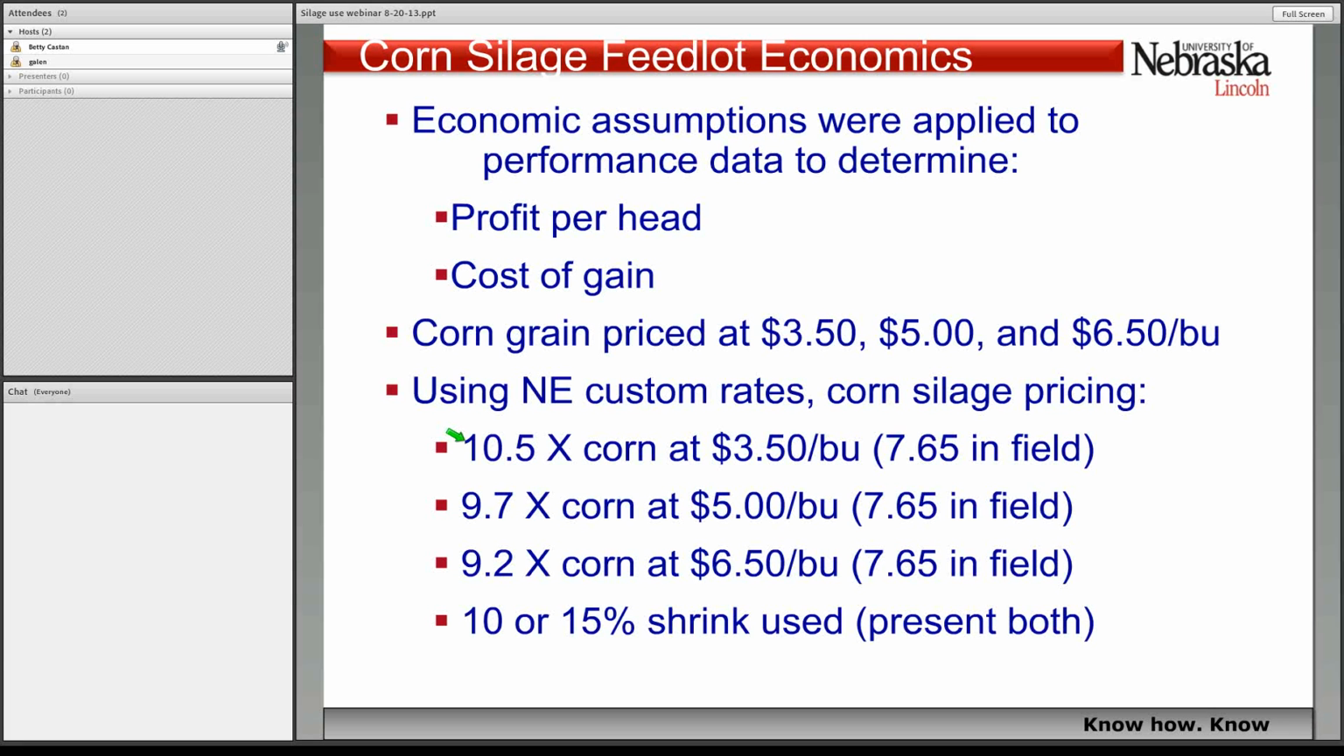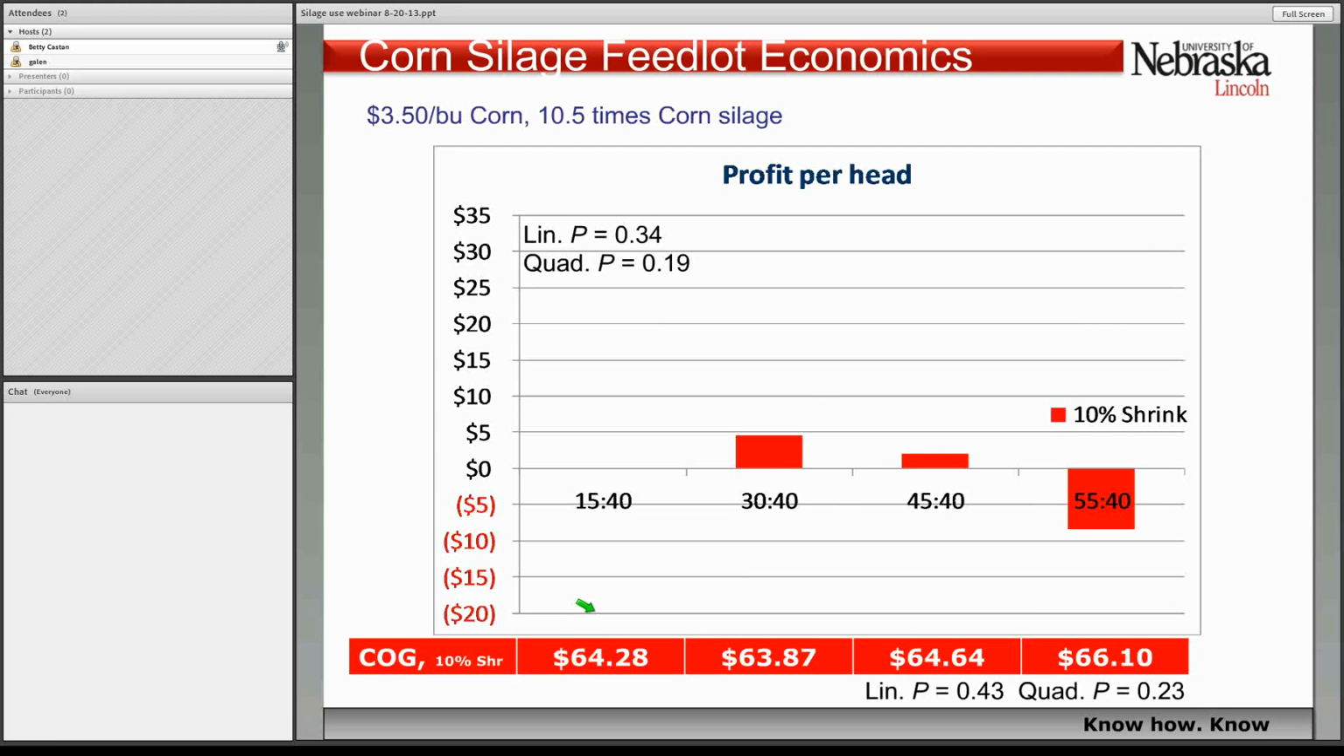And as I mentioned before, we used the pricing that we think is appropriate for corn at 10.5 times the price of corn at $3.50 a bushel, 9.7 times the price of corn at $5 a bushel, and 9.2 when it's $6.50, and that's delivered to the bunk. In the field, that price is 7.65 times the price of corn regardless. And so that difference in prices is basically the cost of getting it to the bunker and packed in. And then I will show you we used either a 10 or 15% shrink, and I'll present it both ways.